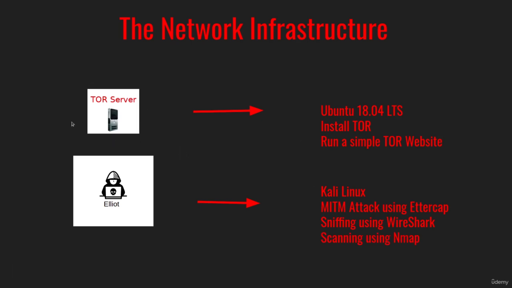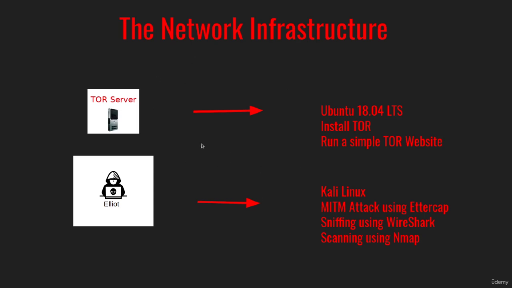So we will start with the Tor server. We will start installing Ubuntu from scratch. Don't worry. And we will start installing Tor. We will run the Tor website. And then we will have the Elliot machine ready by installing it as a Kali Linux machine. And we will start doing the hack. Okay? So don't worry at all.